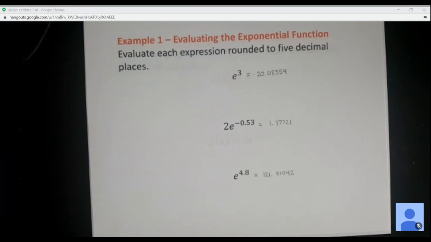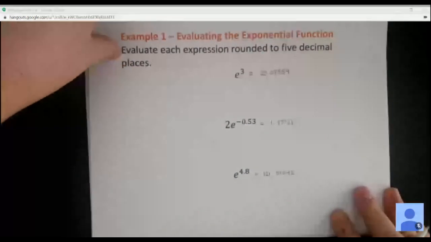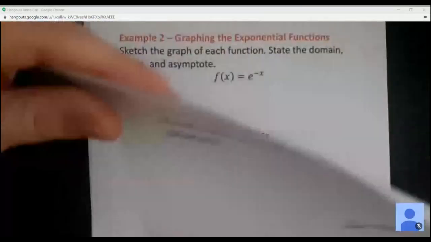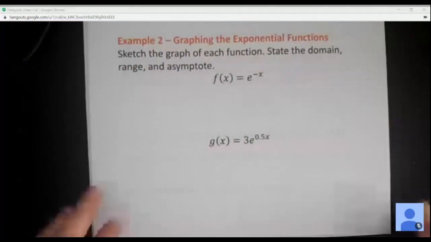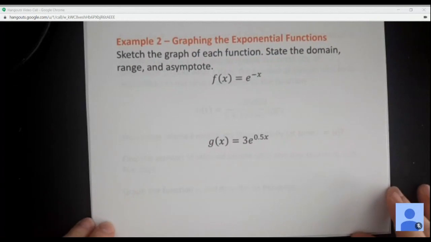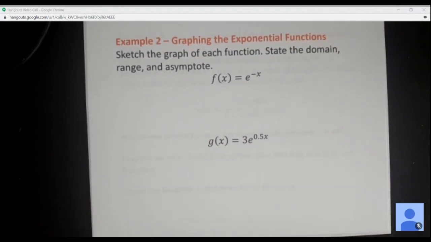Just make sure whenever you're doing problems like this, you're actually using the e key to get that value rather than just rounding it off to 2.7 something, because otherwise that's going to make a pretty big difference in what these decimal values are. So just use the e key. All right, so now let's look at some graphs. We're going to sketch the graph for each of these functions, and we'll talk about domain, range, and asymptotes.